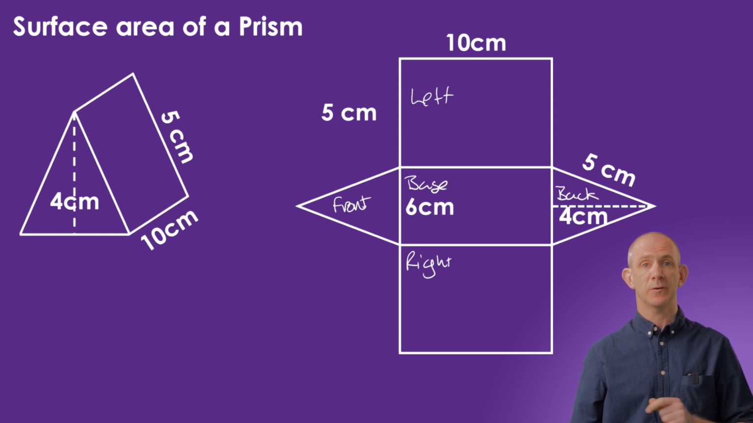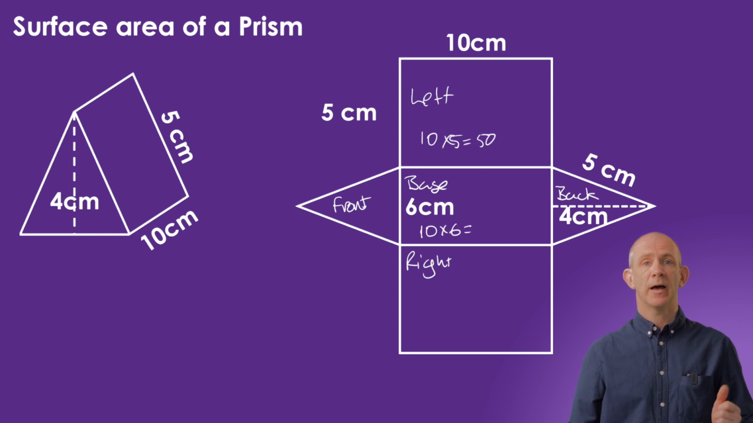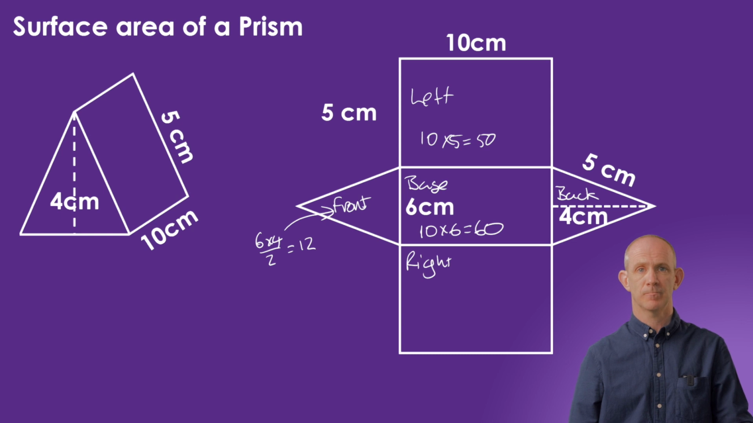10 times 5 would give 50 centimeters squared. The base rectangle, 6 times 10 to give 60 centimeters squared. And now the front triangle, 6 times 4 divided by 2 to give you 12 centimeters squared.